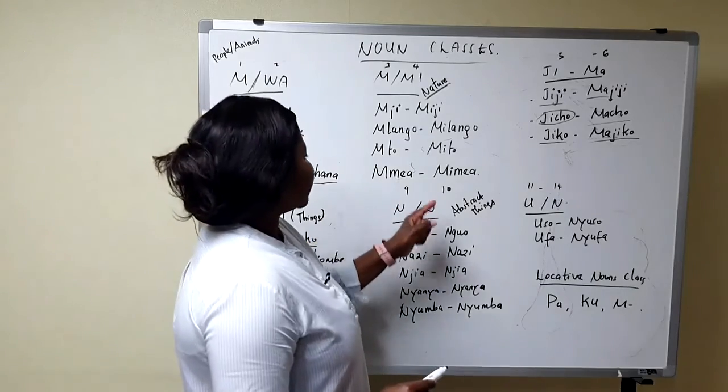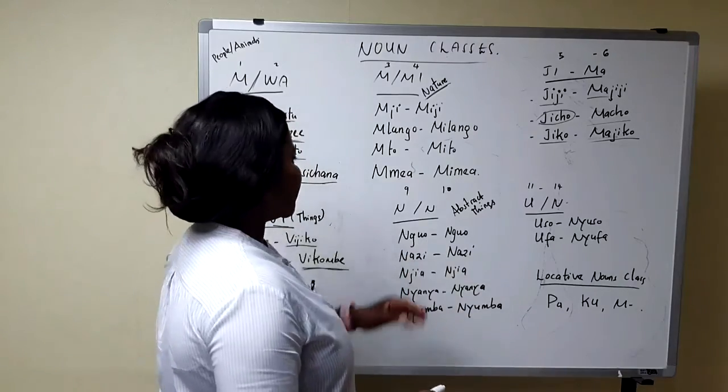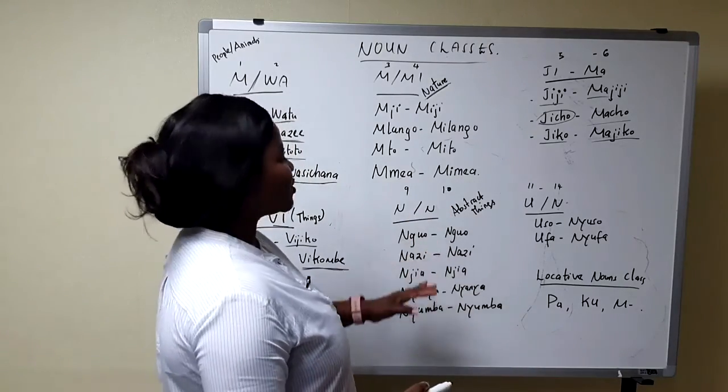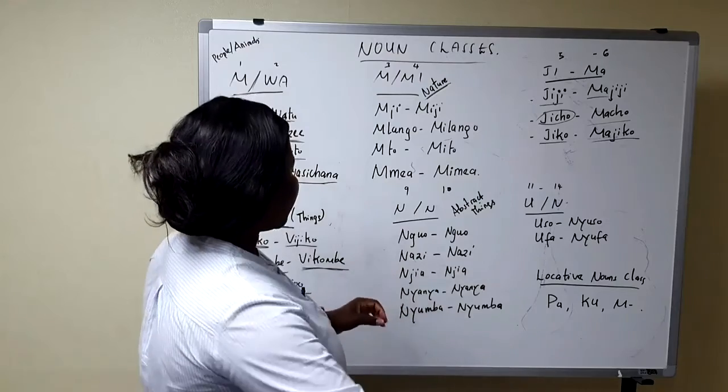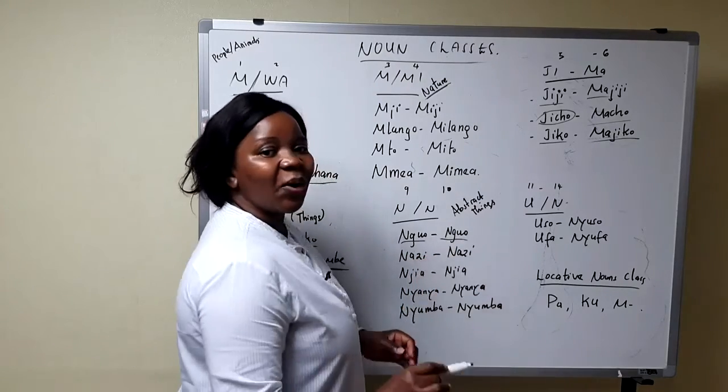The ninth and 10th noun class, this is NN noun class. So this class talk about abstract things. For example, nguo, in plural, nguo.